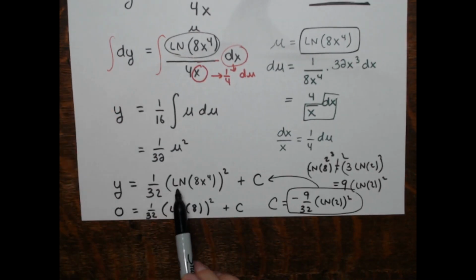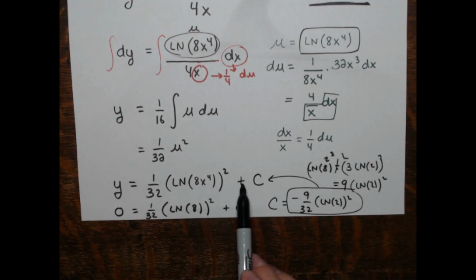And that's going to go in here, right? So we'll have y equals 1/32 times the natural log of 8x to the fourth, that quantity squared, minus 9/32 times the natural log of 2 squared. Yeah, it's a lot to type, but it does satisfy our condition.